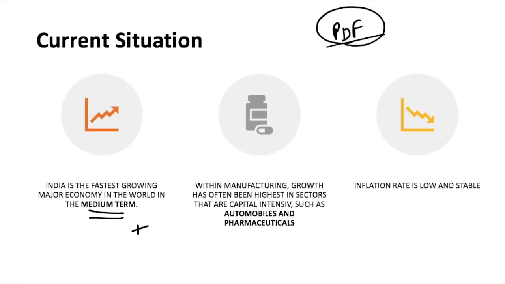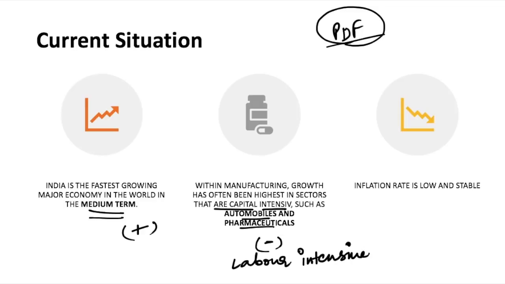Within manufacturing, growth has often been highest in sectors that are capital intensive, such as automobiles and pharmaceuticals. This is a negative point. The reason is that we want areas of manufacturing that are labor intensive to grow faster because we are a labor rich country. But if the areas which are capital intensive are growing faster than the labor intensive sectors, that is harmful for employment generation in the future.